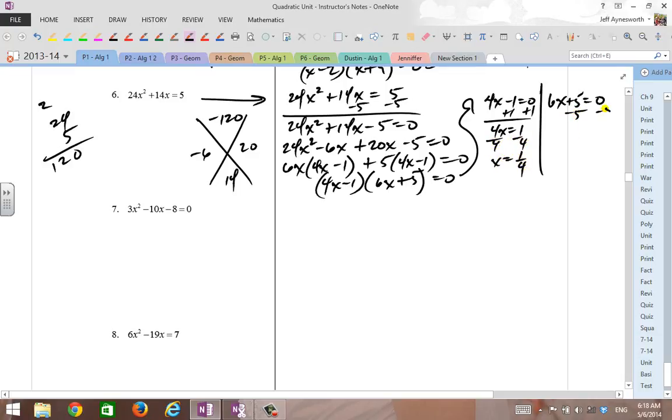On the second one, you've got to subtract 5, and you get 6x equals negative 5. Divide by 6, and we get x equals negative 5/6. And those are my two solutions, 1/4 and negative 5/6.